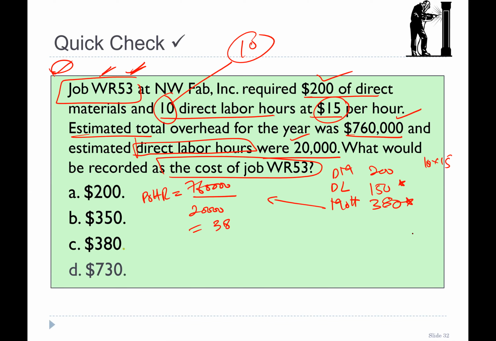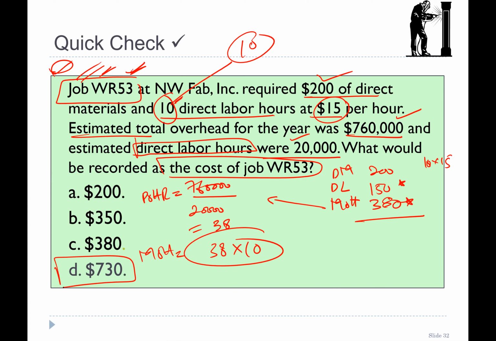80. How? 38 multiplied by 10. Right? Because 10 is actually going to be used to make this job order number job WR53. What is the answer here? $730. Right? So now you understand how we are going to apply the predetermined overhead rate to calculate the costs, right?